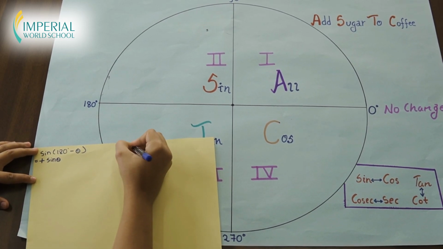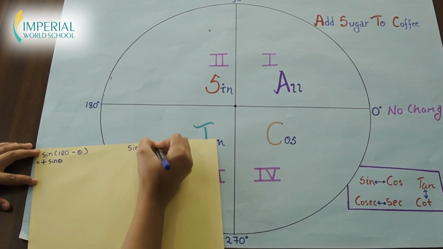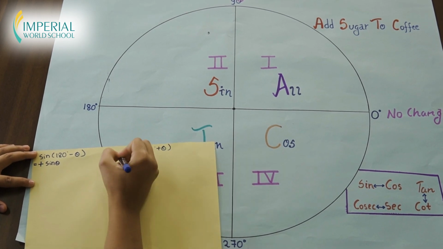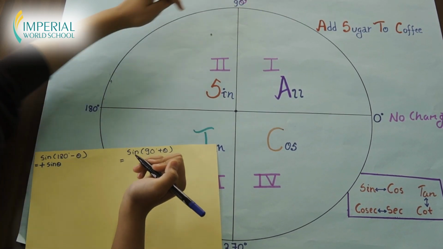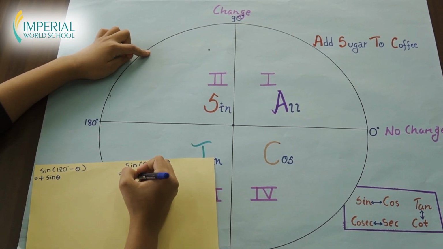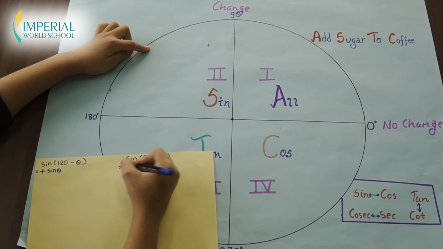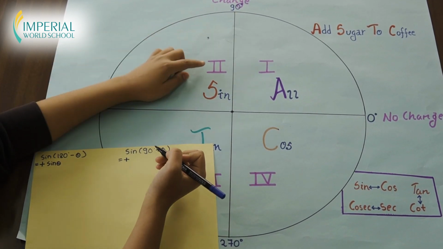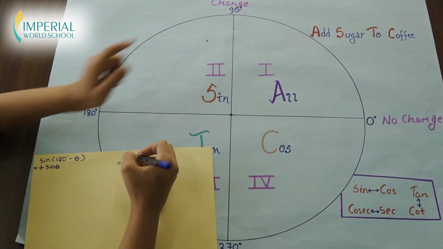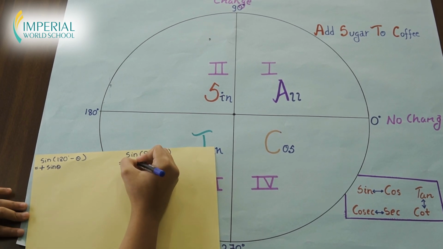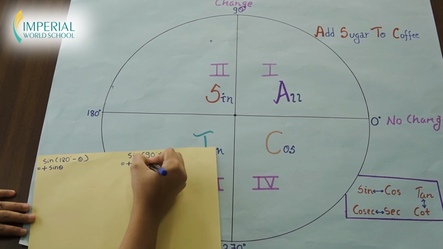Similarly, we're going to do it for sine of 90 plus theta. 90 plus theta means that it lies in the second quadrant. In the second quadrant, sine is positive. However, here this is the change of axis, so sine is going to change to cos, so it is going to be plus cos theta.